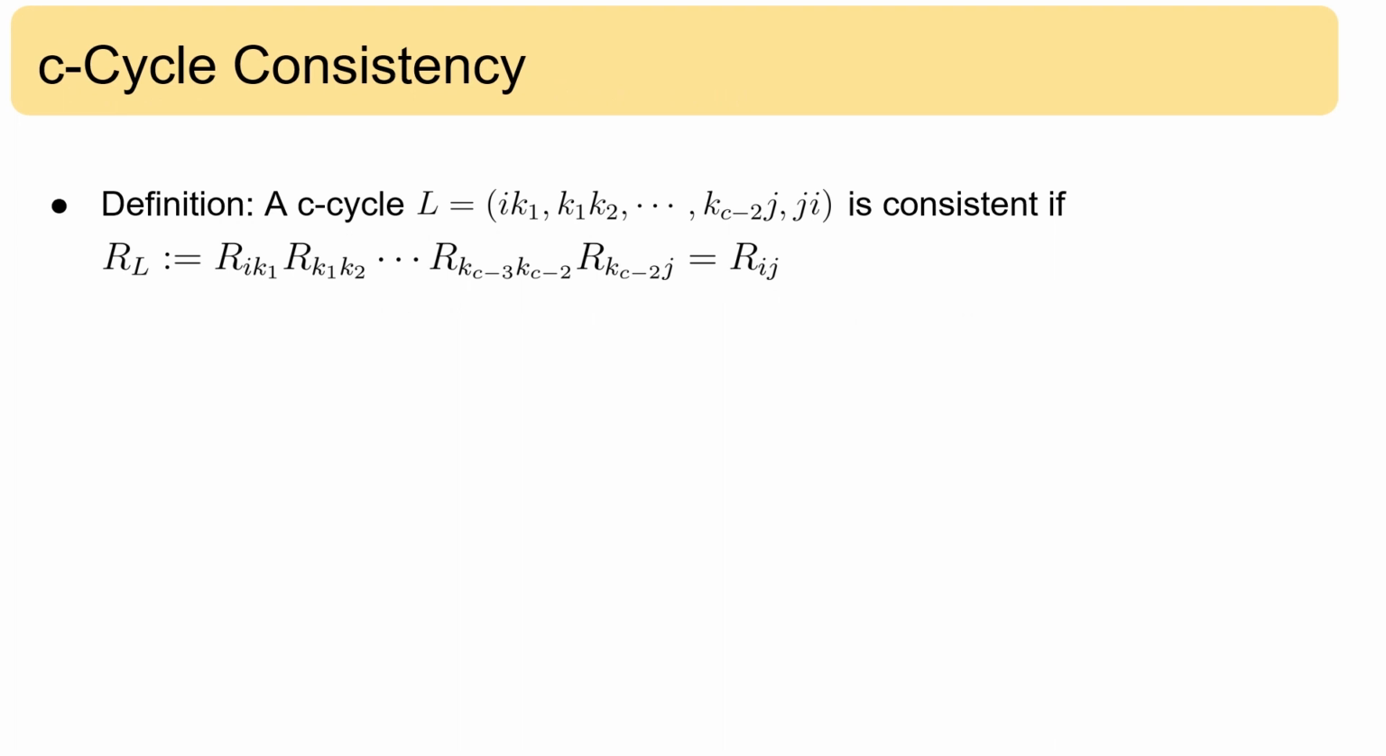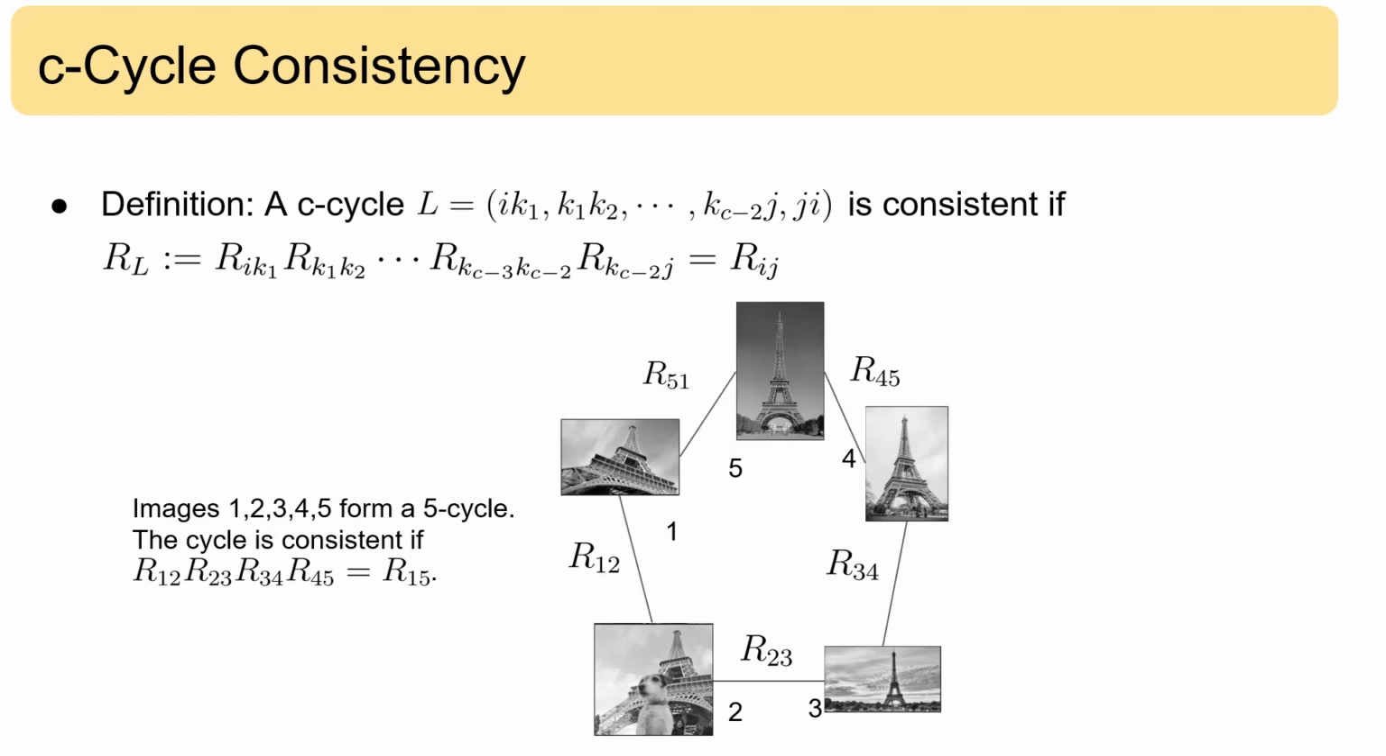C-cycle consistency is defined as follows. We denote the cycle from i, k1, k2, up to k_{c-2}, j, and finally back to i as L. Note that L contains C edges, therefore we call L a C-cycle. We say L is consistent if R_L, the cumulative rotation along cycle L, is equal to R_ij.